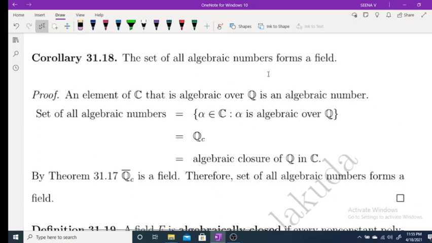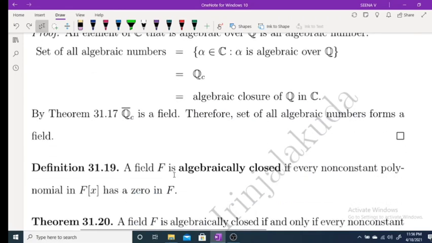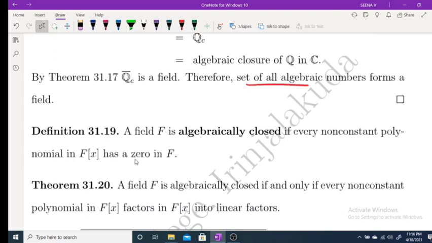Prove that the set of all algebraic numbers forms a field. If you take C as the set of all complex numbers over Q, then this is actually Q_C closure, the algebraic closure of Q in C. Therefore, by the above theorem, it is a field. Therefore, the set of all algebraic numbers forms a field. This is important. So for that, you have to write the previous theorem.